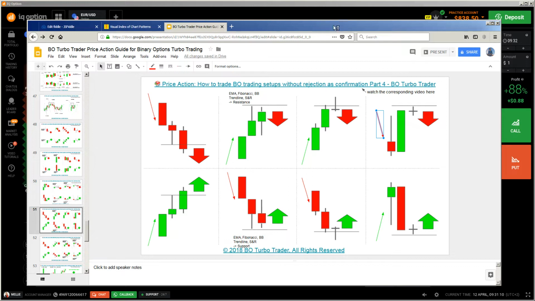This candle is breaking through this wick of this candle, and then we get here a resistance area, and at this resistance area there will be a doji or something, and then it's going down. So let me see if I can show you this. One second.